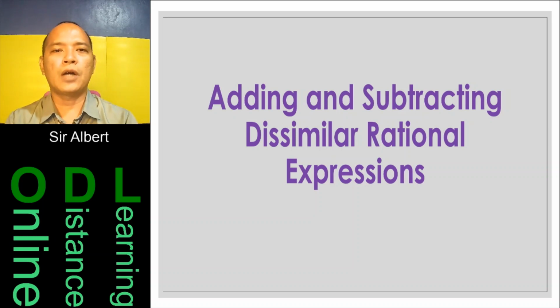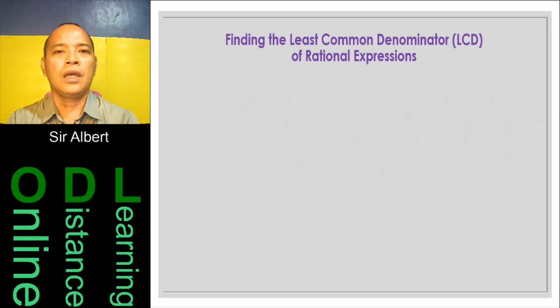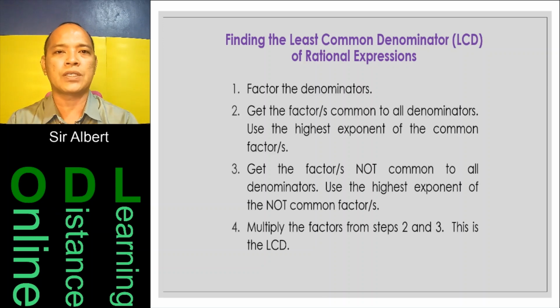Now that we know how to add and subtract similar rational expressions, we can now move on with how to add and subtract dissimilar rational expressions. But before we learn this one, it is a must that we learn first how to find the least common denominator. Here are the steps in finding the least common denominator, or the LCD of rational expressions.